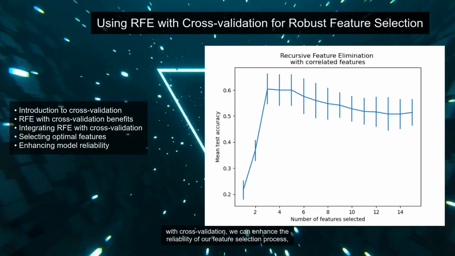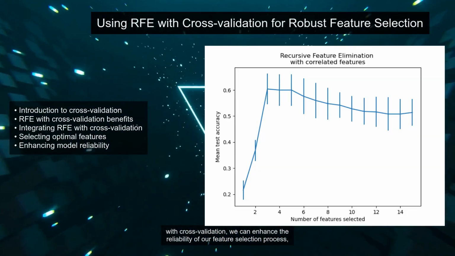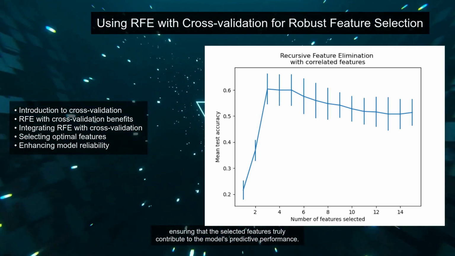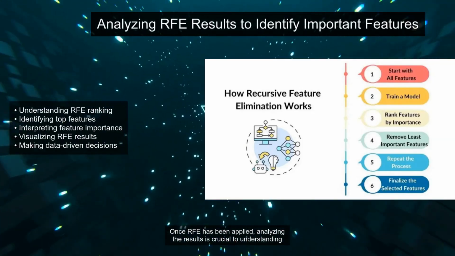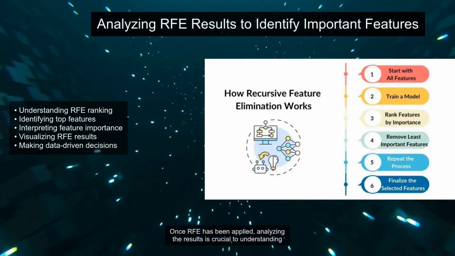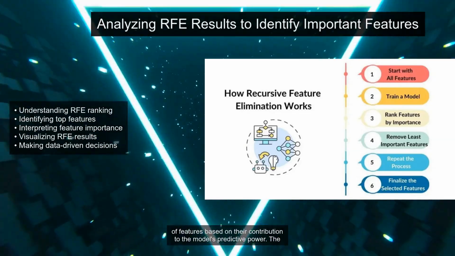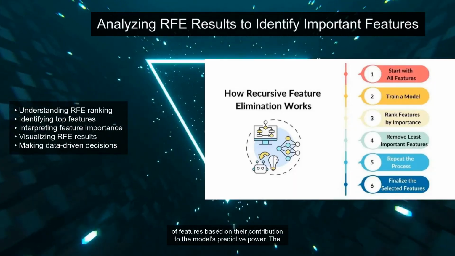By using RFE with cross-validation, we can enhance the reliability of our feature selection process, ensuring that the selected features truly contribute to the model's predictive performance. Once RFE has been applied, analyzing the results is crucial to understanding which features are most important for your model. RFE provides a ranking of features based on their contribution to the model's predictive power.